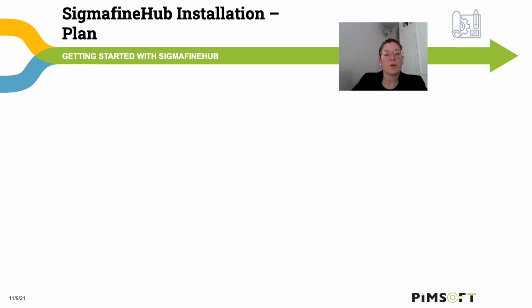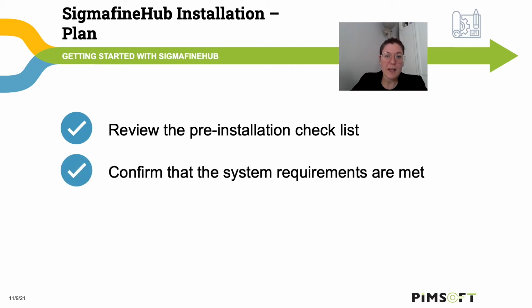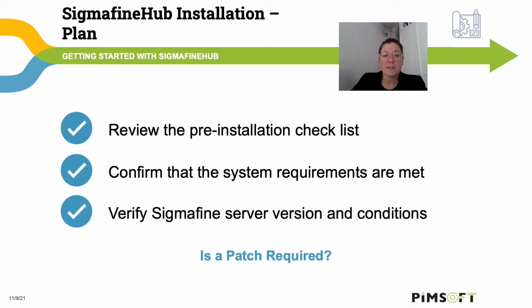The plan phase includes a review of the pre-installation checklist that can be performed by Pimsoft together with the IT team. We will check that all the system requirements are met. And finally, the Sigmafine Server version needs to be verified, since some versions need a patch to support Sigmafine Hub. Once all these points are confirmed, we can move to the next phase.